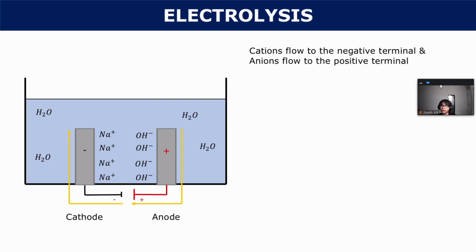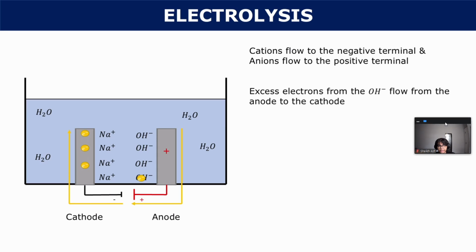So the sodiums are going to be attracted to the cathode and the OHs are going to be attracted to the anode. Now you might notice that OH has an excess electron. The anode is going to pull on that electron. So what's going to happen is that the electron gets pulled out and it starts moving. So excess electrons from the OH flow from the anode to the cathode. And remember, this is happening because of that electrical current. Without an electrical current, this would never happen.